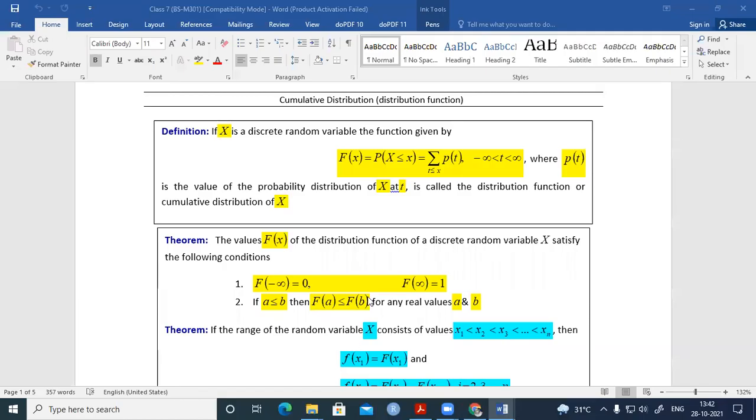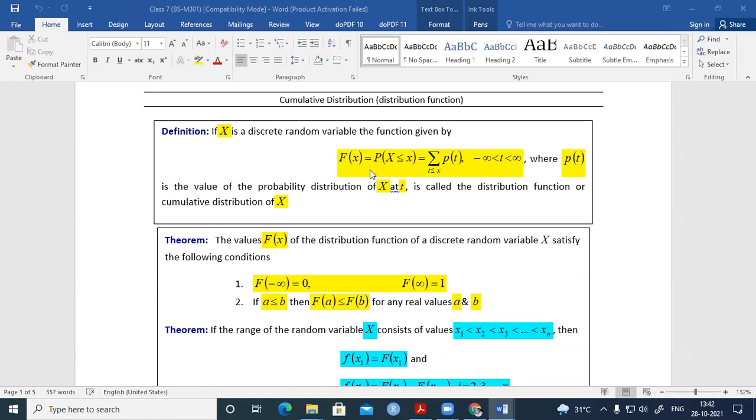Can you see the screen? Can you see this? Can you see the shared screen? Yes, sir. Okay, and write your roll numbers in the chat box.